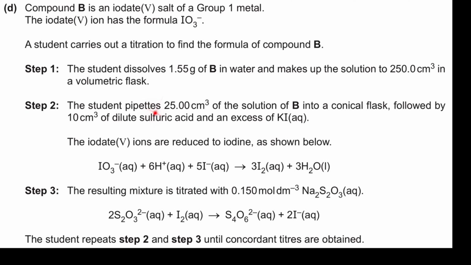Step 2. The student pipettes 25 cm3 of the solution of B into a conical flask, followed by 10 cm3 of dilute sulfuric acid and an excess of KI aqueous. The iodate(V) ions are reduced to iodine as shown below. Step 3. The resulting mixture is titrated with 0.15 mol per dm3 Na2S2O3 aqueous. The student repeats steps 2 and 3 until concordant titers are obtained.